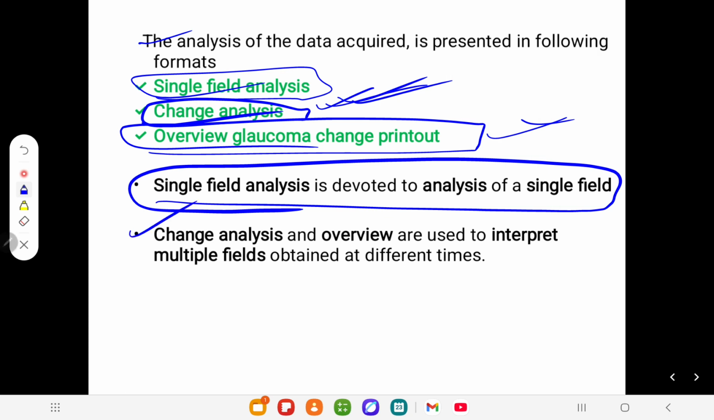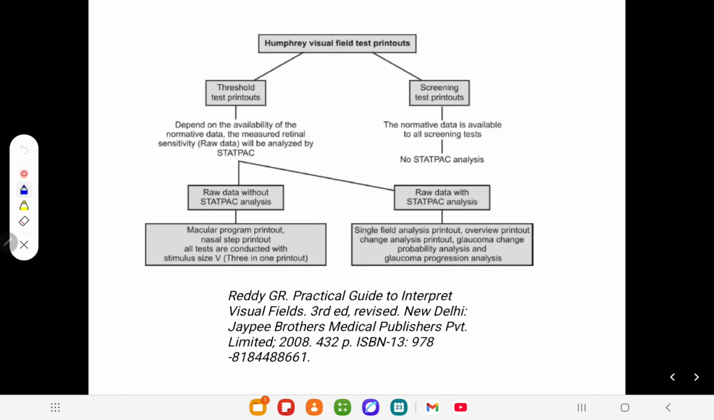Okay, so change analysis and overview are used to interpret multiple fields obtained at different times. Okay, fine. It needs at least different times to have change analysis, isn't it? At least two minimum. So here is how we can think about it. It's again taken by JR Reddy. So, the Humphrey visual field test printout.